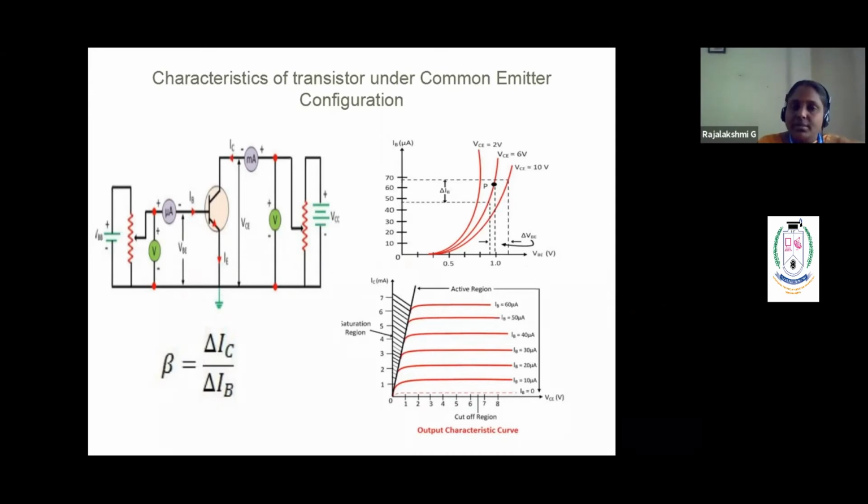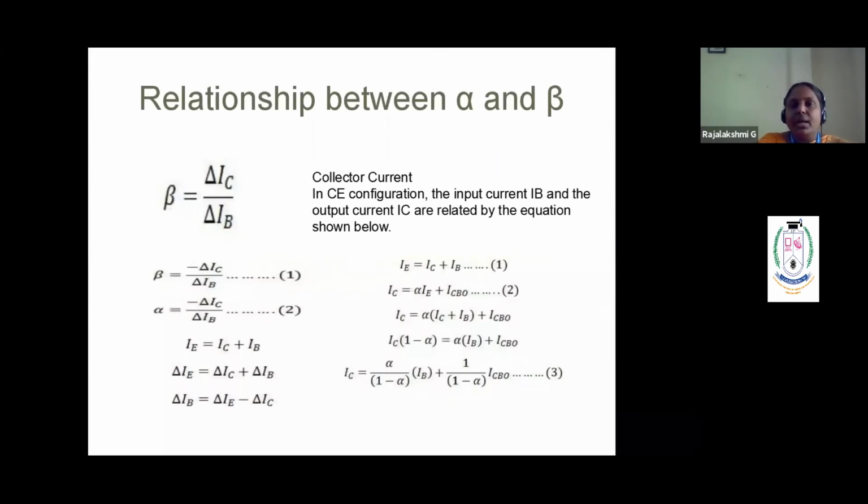There we say it is alpha. Here it is beta, which is nothing but del IC by del IB. Right. Next will be the relationship between alpha and beta. So beta we know it is del IC by del IB. Alpha also you know, just substitute the equation IE is equal to IC plus IB. You will be getting the answer. What is the relationship between the beta and alpha?